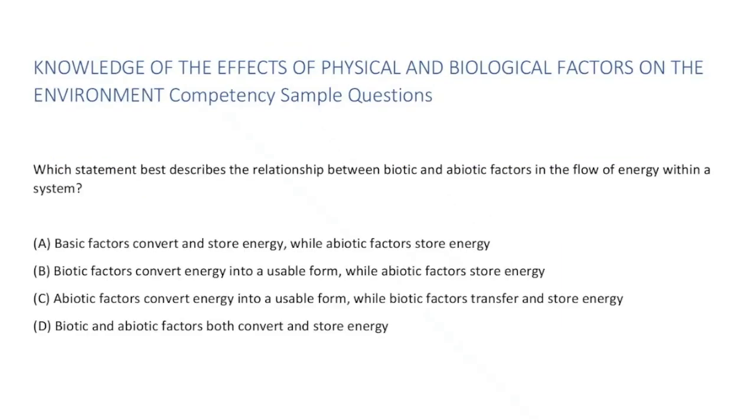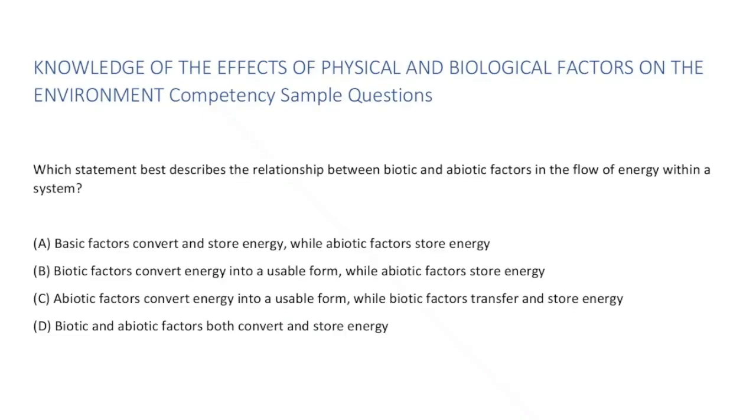Which statement best describes the relationship between biotic and abiotic factors in the flow of energy within a system? A, biotic factors convert and store energy, while abiotic factors store energy. B, biotic factors convert energy into a usable form, while abiotic factors store energy. C, abiotic factors convert energy into a usable form, while biotic factors transfer and store energy. Or D, biotic and abiotic factors both convert and store energy.